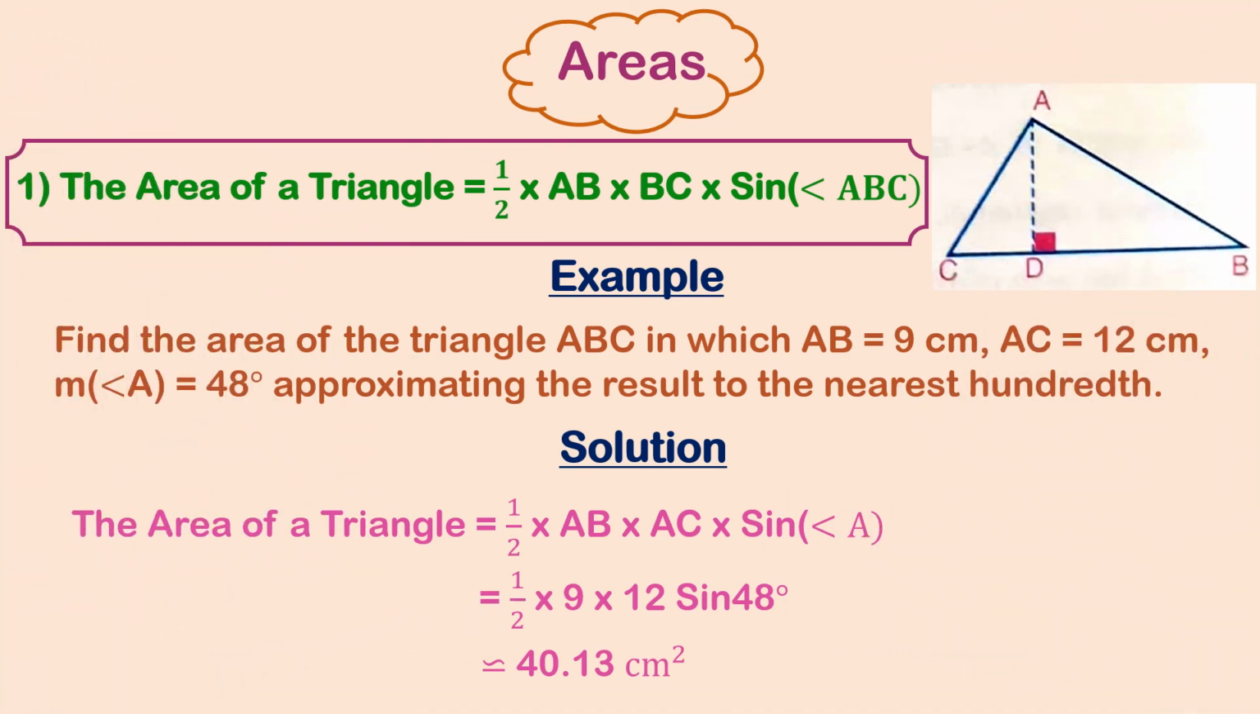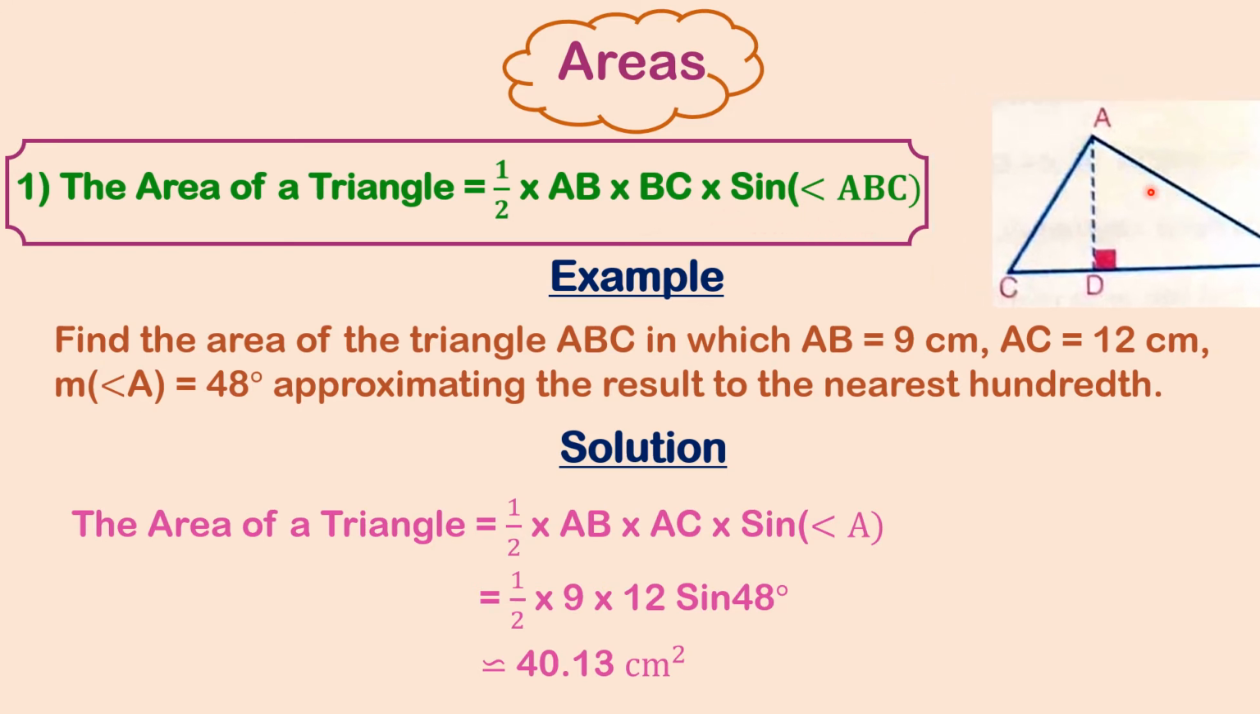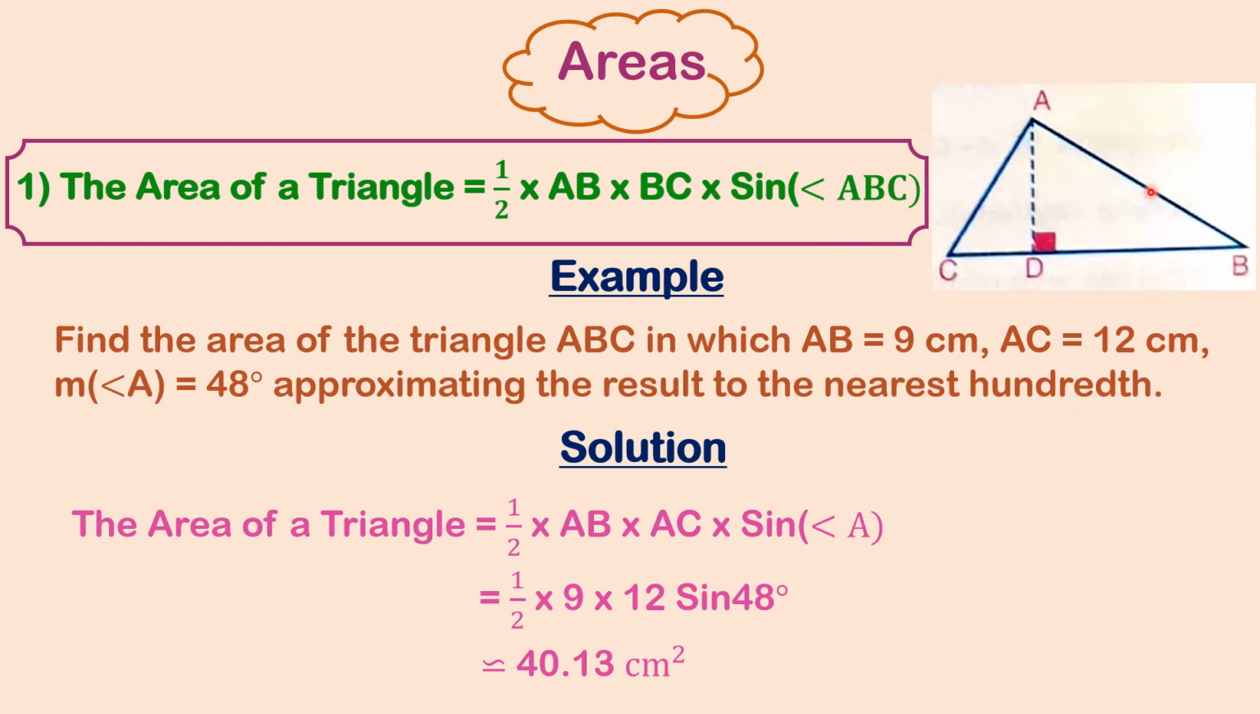Now we will study some areas. 3 types, 3 cases. The first case is the area of triangle equals half times AB times BC times sine angle ABC. As we see in the figure, AB, BC, so we need angle B.